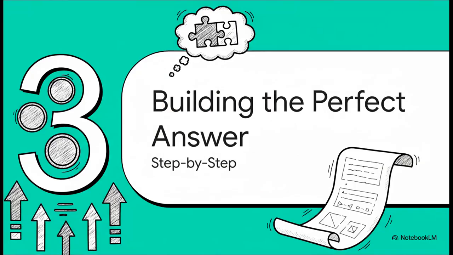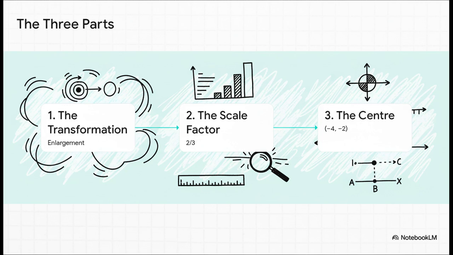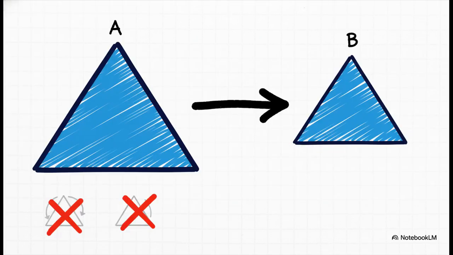Okay, so now we know what we need to write down. But how do we actually find these 3 things? Let's build this answer together, one step at a time. We're going to break this down into 3 easy stages. First, we'll identify the transformation. Second, we'll calculate that scale factor. And third, we're going to hunt down the center of enlargement. Let's start with step 1.